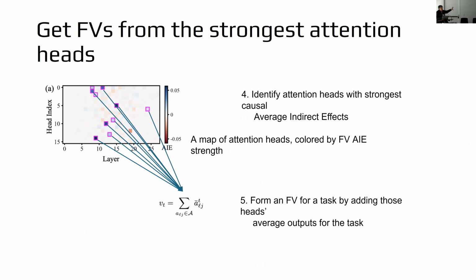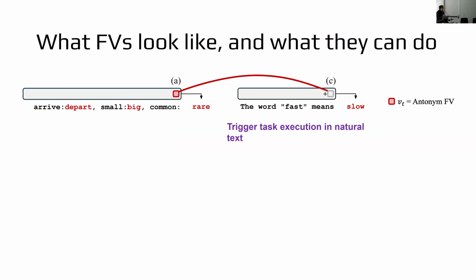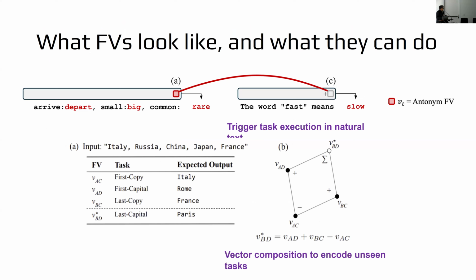So we took these attention heads that were consistently encoding the task, and we realized that if you added up the attention head outputs averaged over the task, you get this really interesting vector we call a function vector, which is like a task representation. It's just like a word embedding, but instead of representing a word, it's representing a transformation that the model has learned how to do from inputs to outputs. And it has these fascinating characteristics.